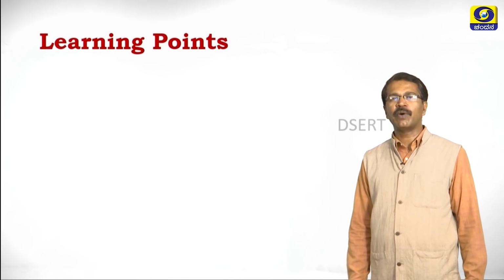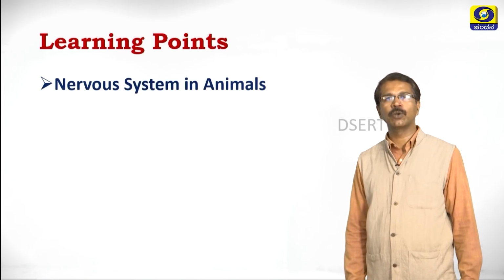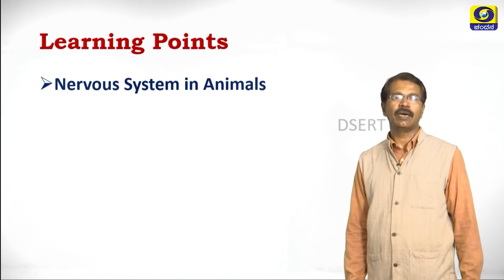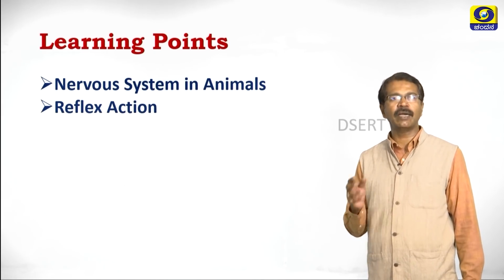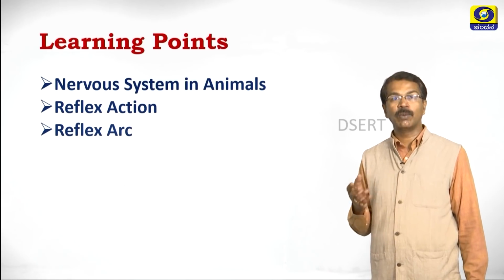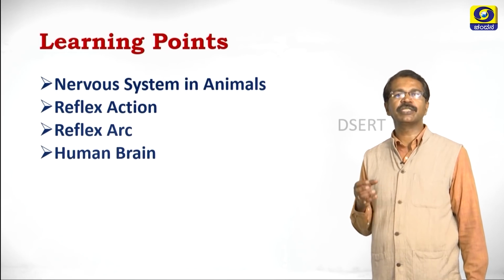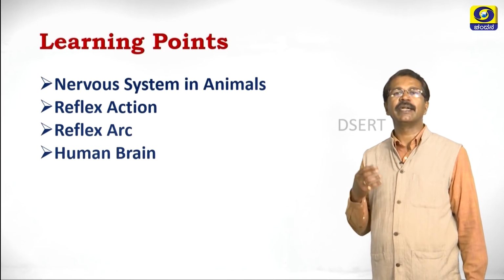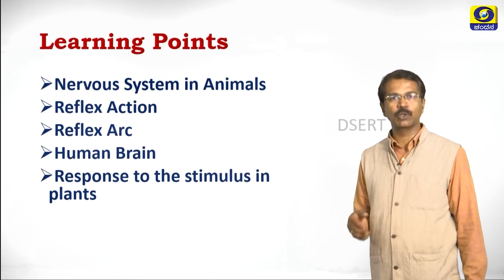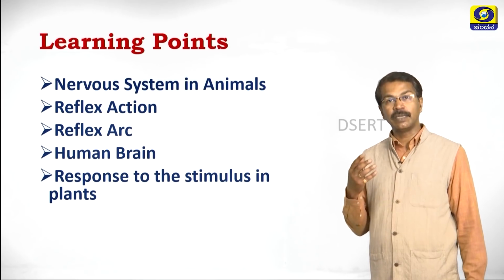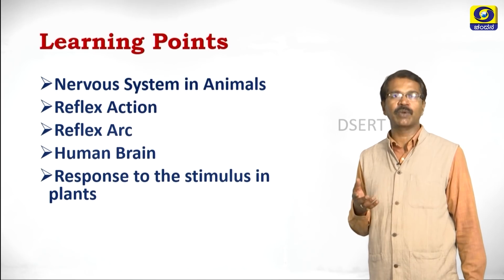This chapter you have already learned. The learning points which we have to cover in this chapter include the nervous system in animals, even in case of human beings. And next is how reflex action occurs in animals. What about the reflex arc? Even this also you have studied. Next is the human brain, its parts and its functions. Apart from that, how plants give response to the stimulus, do they give response or not, that also we will study. How they give, if at all they give response.